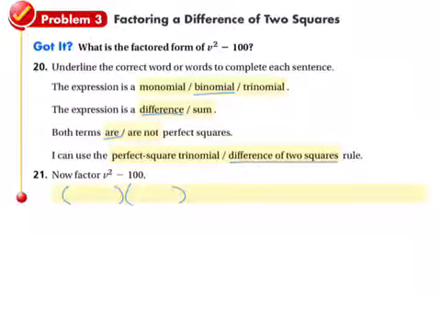Since they're both squares, we're going to look at the square root of v squared, v, and the square root of 100, 10, and realize because there's a negative sign, one has to be positive and one has to be negative. So our factored version is v minus 10 times the quantity v plus 10.